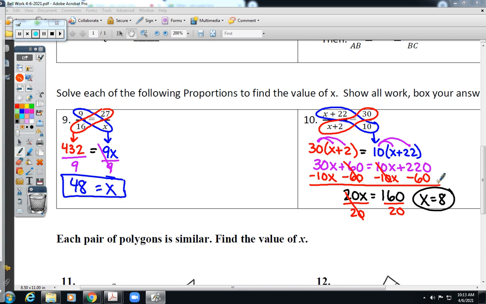Okay. Are we good on these two? Still see some folks writing some stuff down. Do we have what we need?